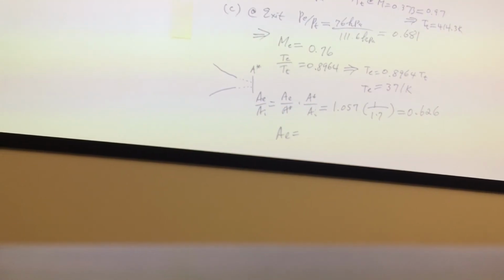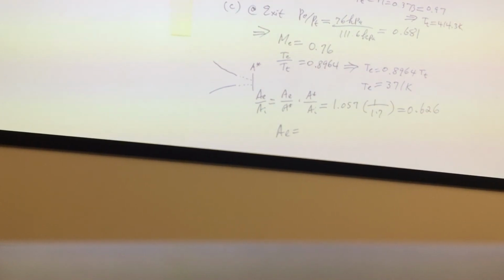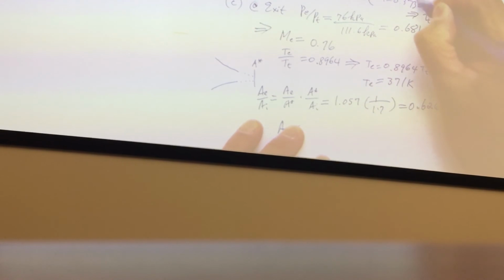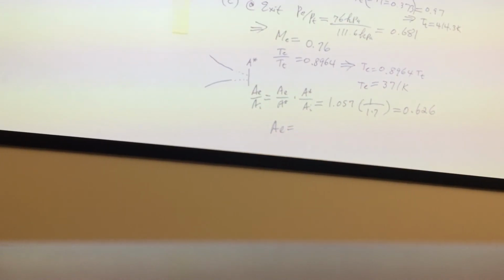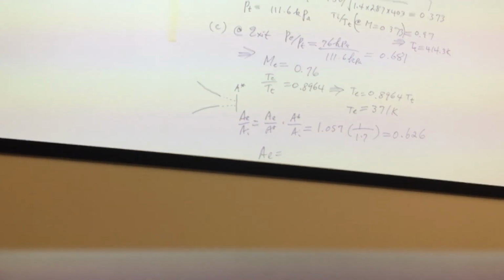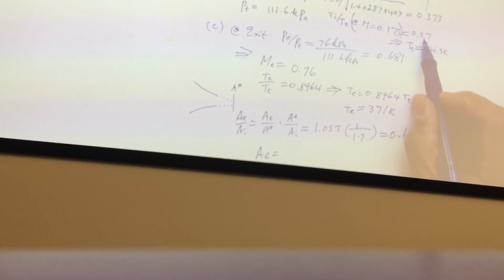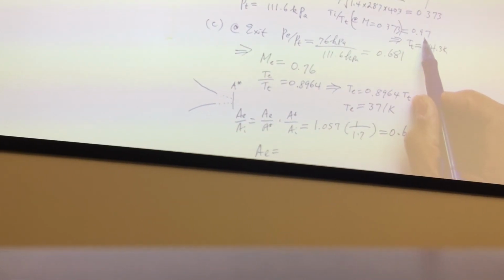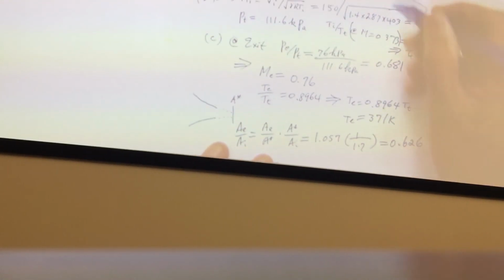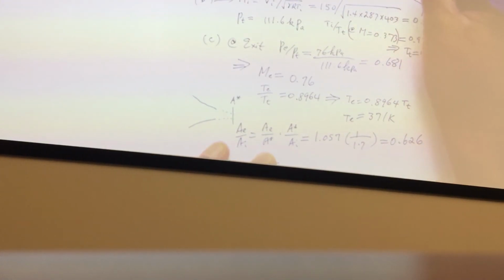That right there, the TI over TT at Mach 0.273. Coming from what Mach number? How did you get TT? That's right here, TT. You know TI, right? TI over TT is 0.97. How did you get that? Isentropic relation. Or if you don't like it, use the equation TT over TI is equal to 1 plus gamma minus 1 over 2 M squared.